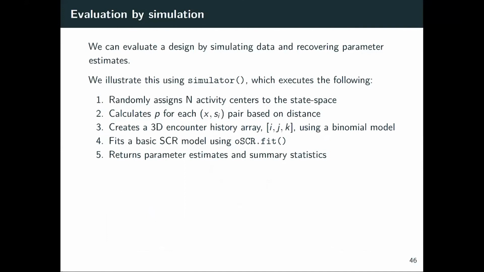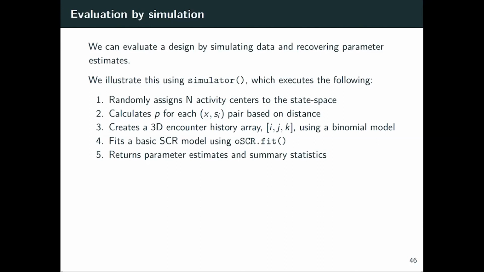So once we have these designs, obviously they've been optimized, so they should be good designs, but it's always good to go through how to simulate data and then try to recover parameter estimates by using one of these designs. And that can tell you how good your design is and what sort of data you can expect to get out of it. So we illustrate this using the simulator function, which is available on the bookdown. This executes the following steps here, steps 1 through 5. Essentially, it's just simulating oSCR data, which I think we've talked about before anyway, but it randomly assigns n activity centers to the state space.